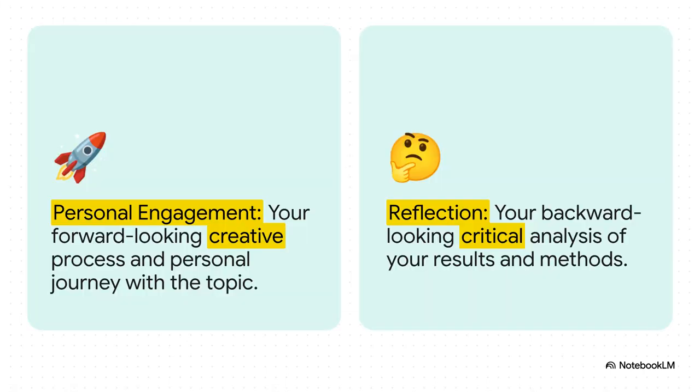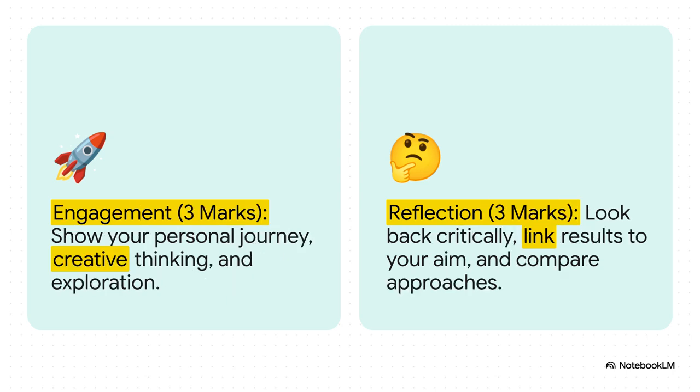Now let's talk about two criteria that students always get confused: personal engagement and reflection. A great way to think about them is as two sides of the same coin. Engagement is all about your forward-looking, creative process, while reflection is you looking back with a critical eye. So to make it super clear, personal engagement is where you show off your own curiosity and creativity. You explain your personal journey. Reflection, on the other hand, is where you step back and analyze that journey. You ask, so what? You connect your results back to your aim and think about the strengths and weaknesses of what you did. You need both to score well.